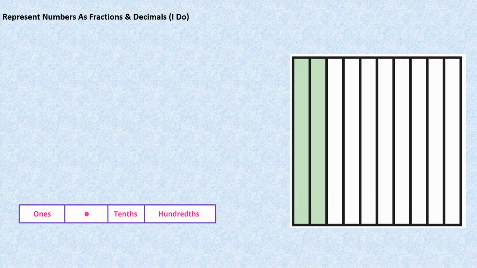Okay, so let's do this one together. So we are going to look at this model and we are first going to decide what the fraction will be. So in this model, we have a grid divided up into 10 sections and 2 of the sections are shaded. So our fraction would be 2 over 10. We would also say this as 2/10.